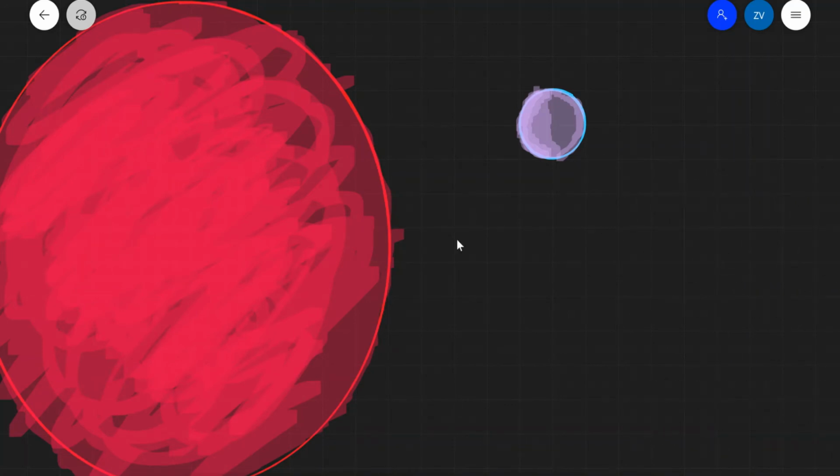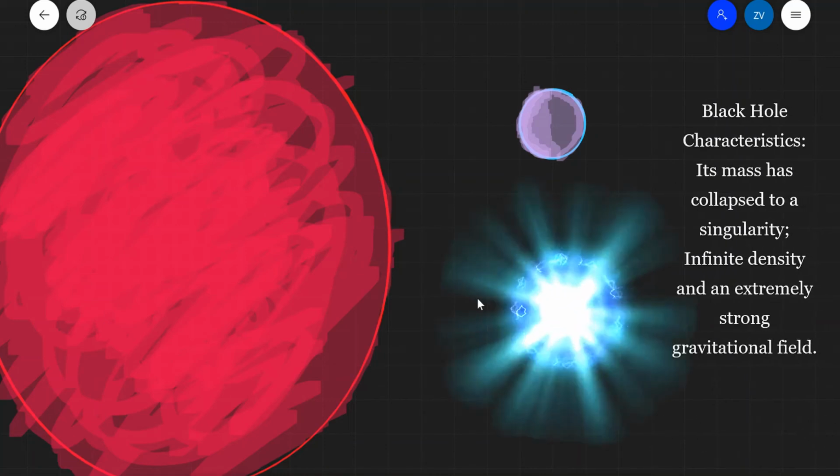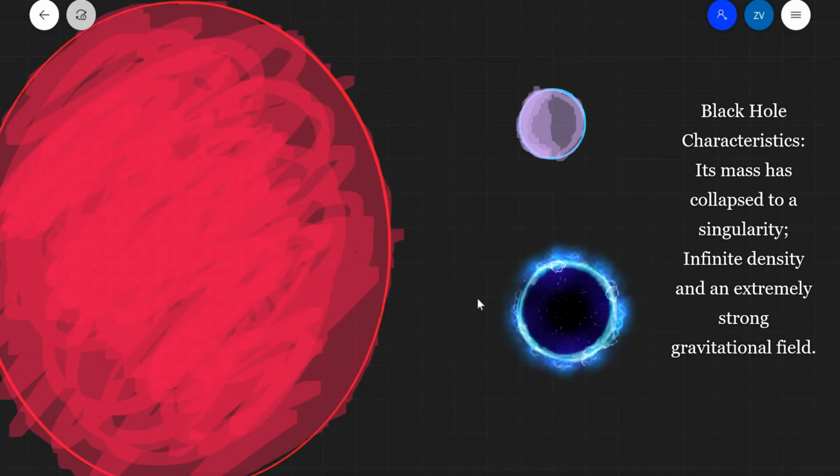If the star, which is about to collapse, is heavier still, it is going to form a black hole. Now, gravity has won the ultimate battle in the creation of this black hole, so all of this mass has collapsed into a singularity, which is one of those characteristics of the black hole.